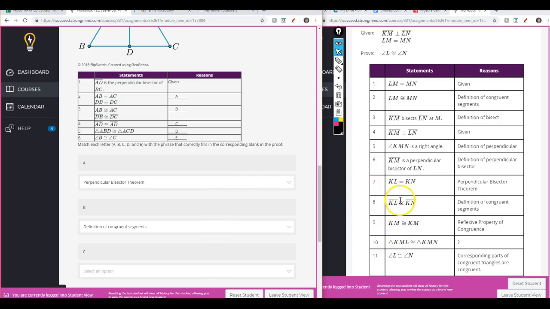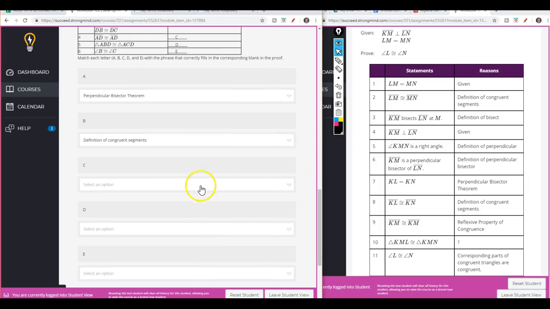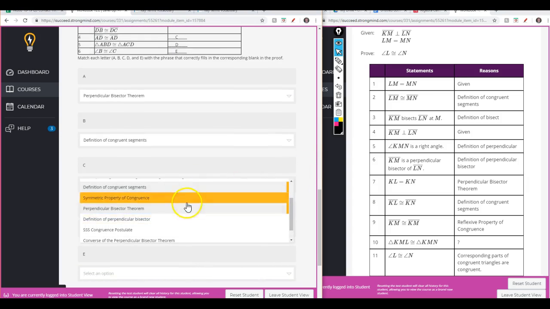And then we have that KM is congruent to KM, and on ours we have that AD is congruent to AD. So very same setup, different letters. So this is the reflexive property of congruence, so that's what C is. Reflexive property of congruence.